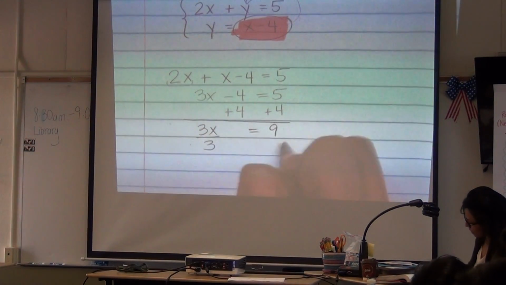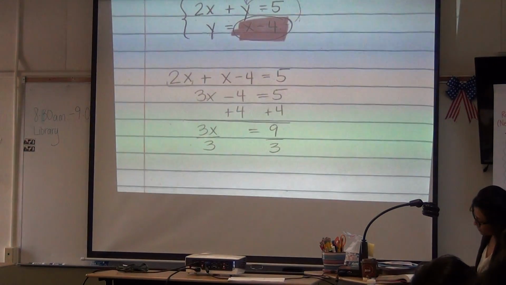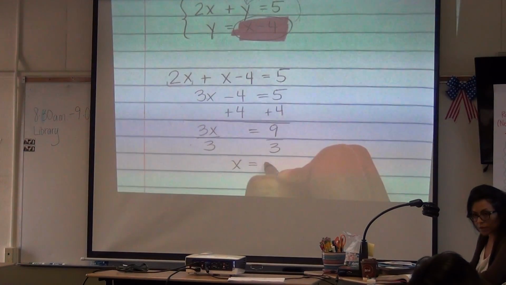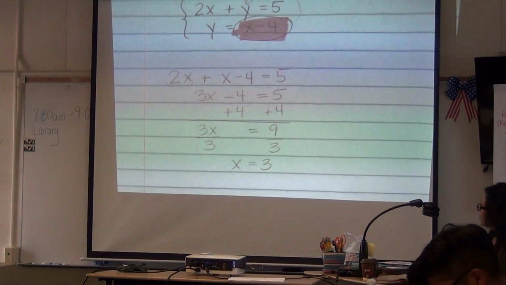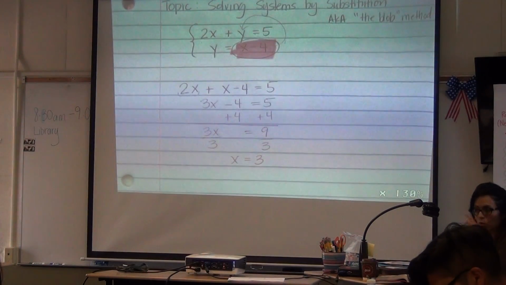Divide by 3 on both sides. Whatever I do to one side, I do to the other. All right, x equals what? 3. Okay, so now I've only found one solution, right?